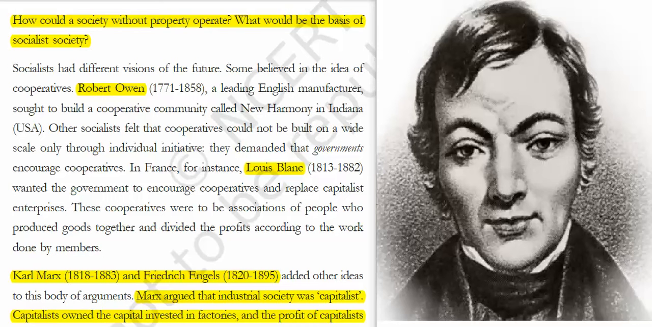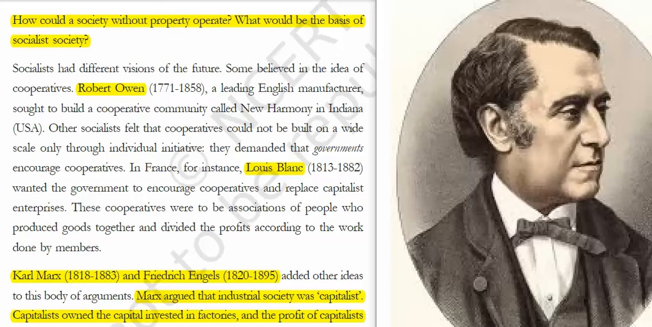Robert Owen, who was a leading English manufacturer, sought to build a cooperative community called New Harmony in Indiana, USA. In France, Louis Blanc wanted the government to encourage cooperatives and replace capitalist enterprises.